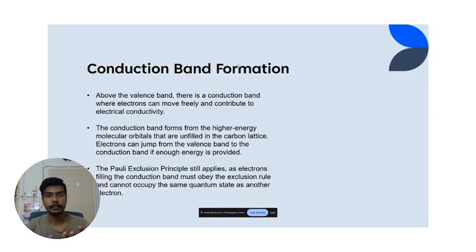So next would be conduction band formation. It's above the valence band. There is a conduction band where electrons can move freely and contribute to electric conductivity. The conduction band forms the higher energy molecular orbitals that are unfilled in the carbon lattice. The Pauli exclusion principle still applies, as electrons filling the conduction band must obey the exclusion rule and cannot occupy the same quantum state as another electron. As explained, electrons can jump from the valence band to the conduction band if enough energy is provided.